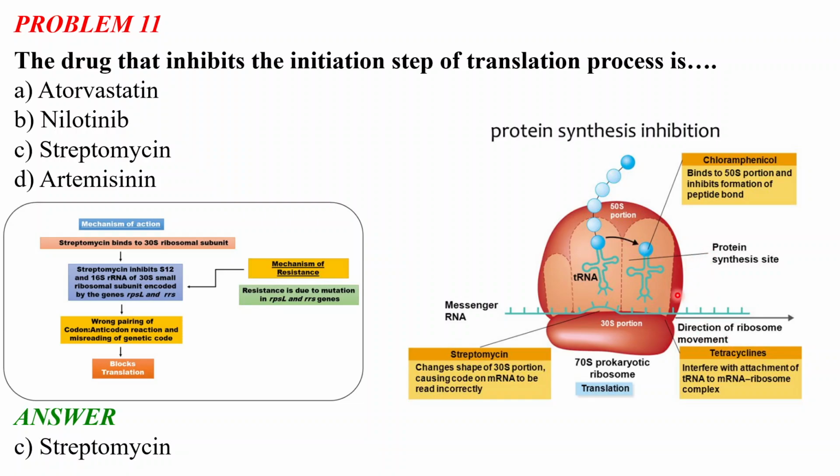So there are different chemical agents, or different drug moieties, which bind to different portions of the translational complex to inhibit protein synthesis, and these drugs are very important antibacterial agents, because they inhibit bacterial protein synthesis. So now I will go to the next problem.